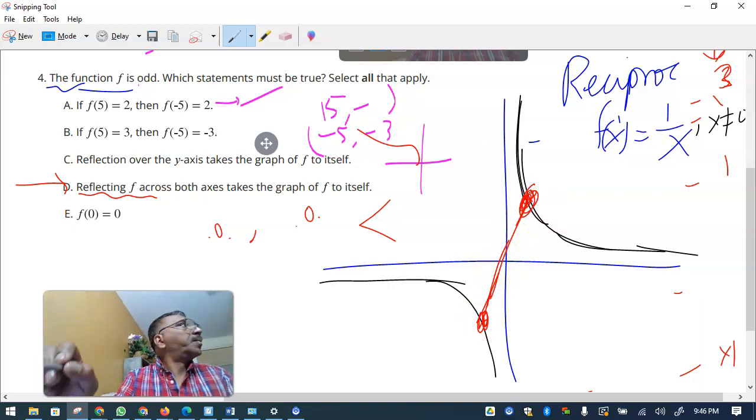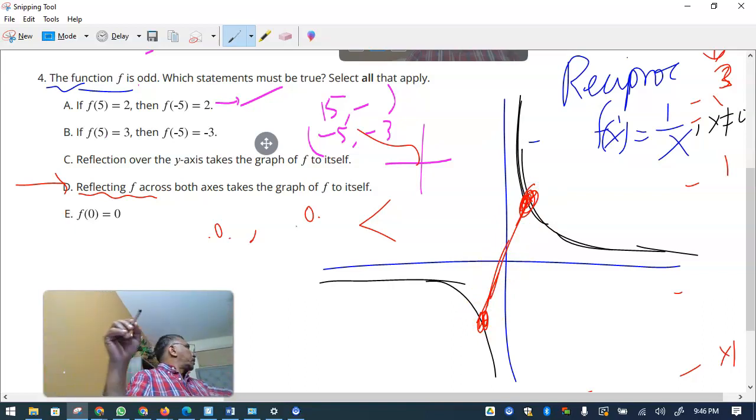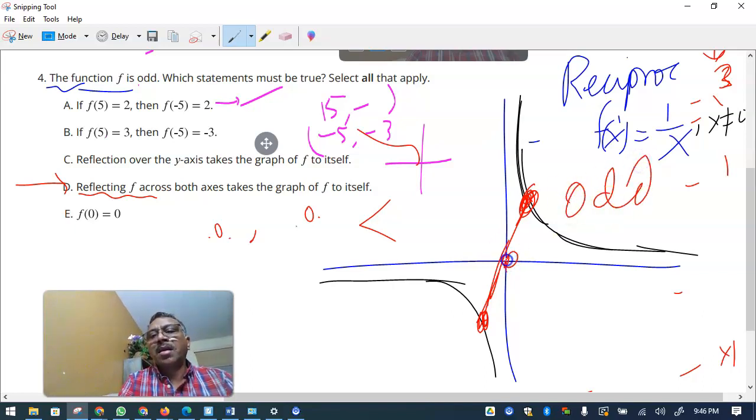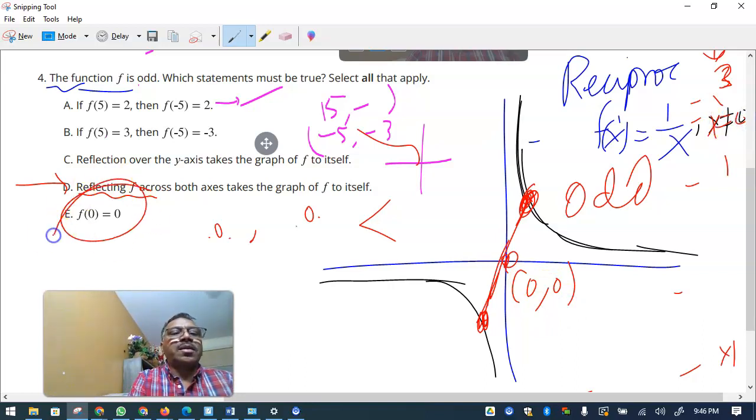So, it reflects. So this is an odd function, but then first of all, 0 is not even part of the domain. X cannot be 0. So this is not right. So that's wrong, and you're done.